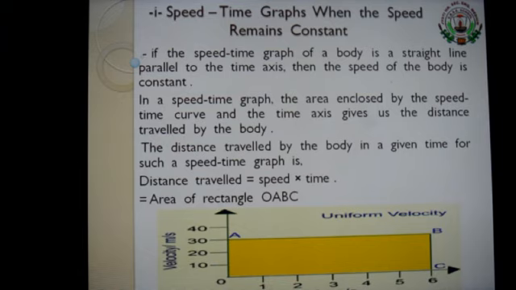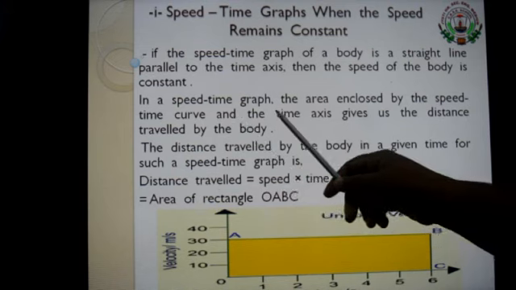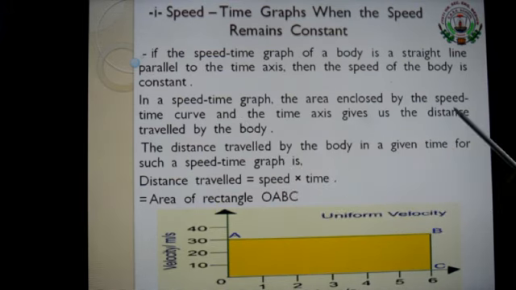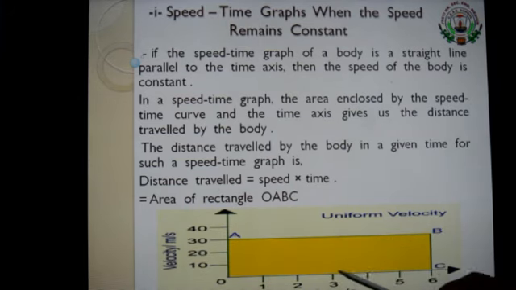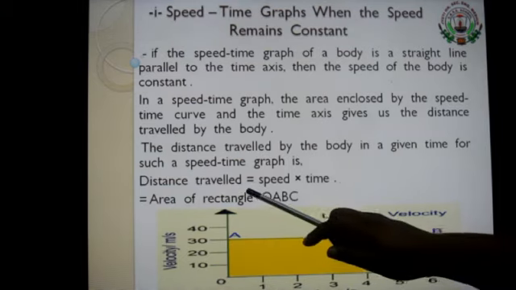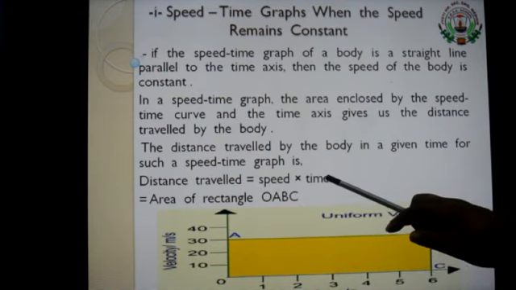We can find the distance travelled by the body in a given time from such a speed time graph. In a speed time graph, the area enclosed by the speed time curve and the time axis gives us the distance travelled by the body. The distance travelled by the body in a given time for such a speed time graph is equal to speed into time.